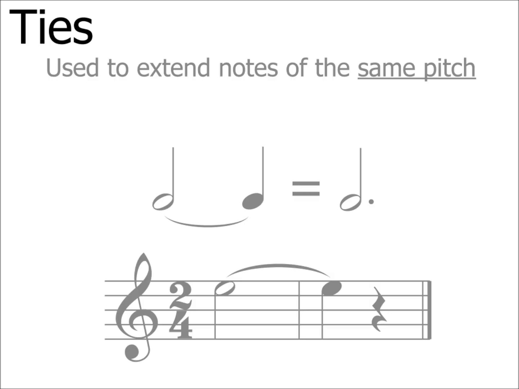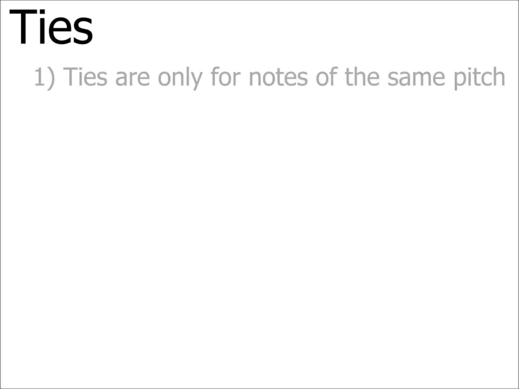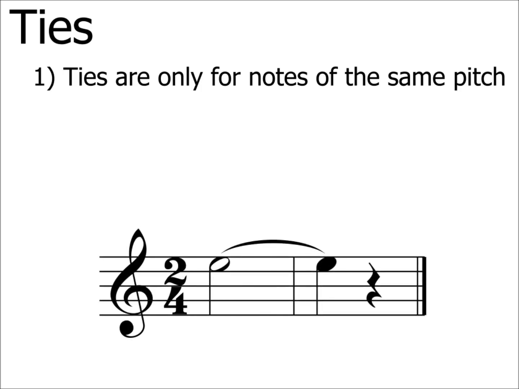I'll show you how ties can be used in the middle of a bar in a moment, but before I do, just a few things to bear in mind when using ties. 1. Ties are only used for notes of the same pitch. If we look at our previous example of a tie, but change the second note to an F, it's no longer a tie, it's a slur. An instruction to tell the musician to play the transition from the E to the F legato, or smoothly.